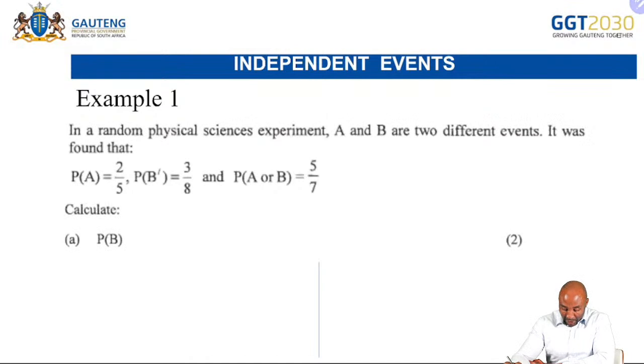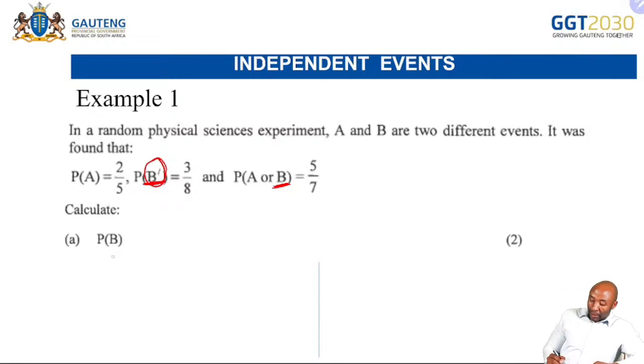Now, the first question that we should look at, we should calculate the probability of B. Remember I've mentioned that on our question, we want the probability of A or B, but what we are given is the probability of not B. So we need to work out the probability of B first before we can answer the question. I will do this as an example. Activities are coming at a later stage.